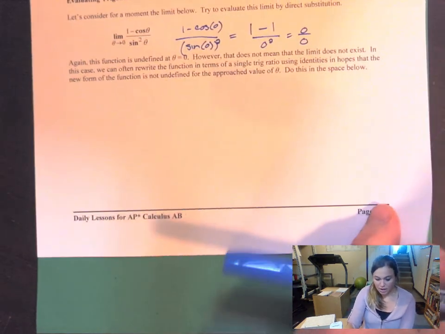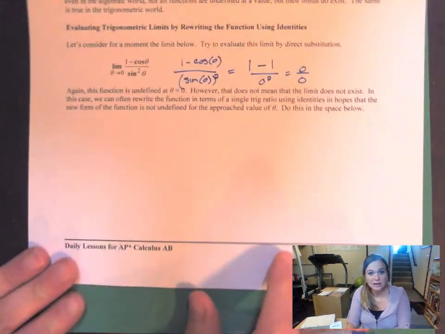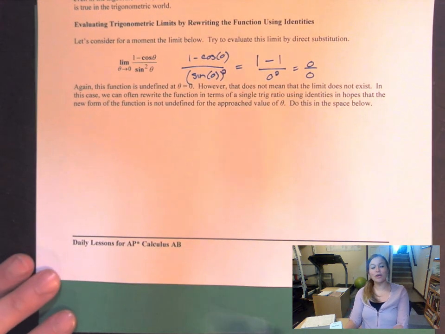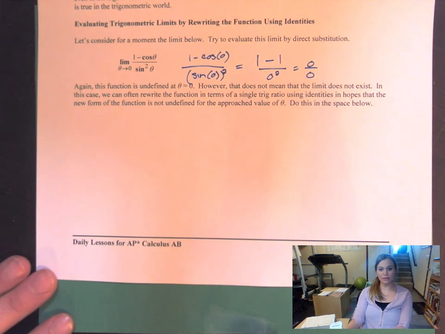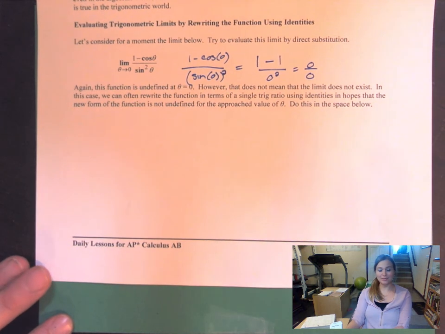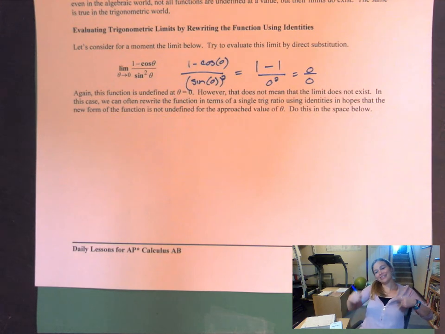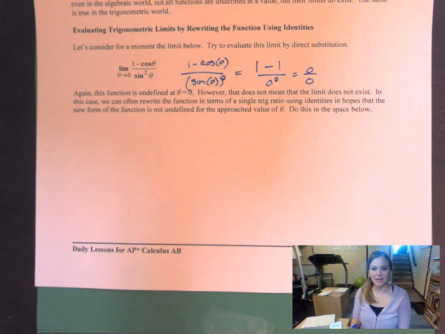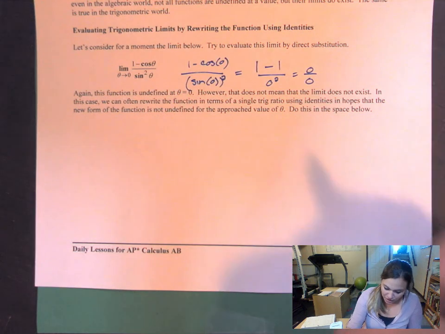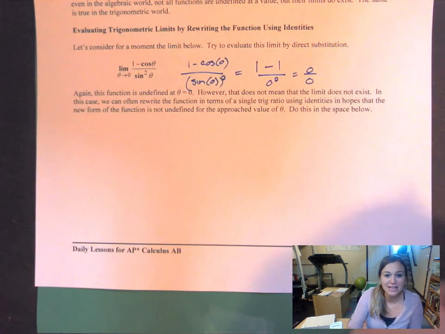Okay, so in this one, this function is undefined, but what could be happening is there could be a hole in the graph, and if there's a hole, the limit could still exist, because for a limit to exist, what has to be true? That's what you're supposed to say. You're not just supposed to look at me going like this. Okay, the left-hand limit has to equal the right-hand limit. So the limit from the left equals the limit from the right. So let's try this one and see if there's something else we can do.